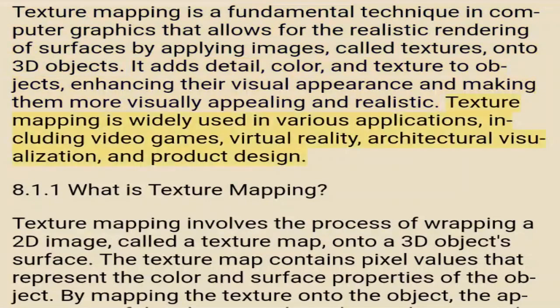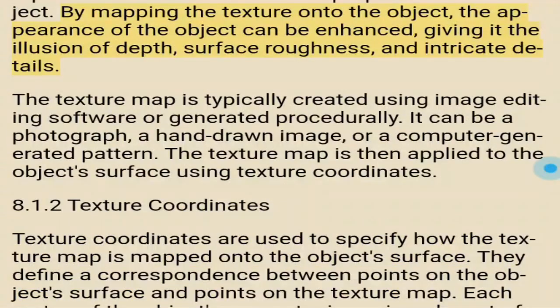Texture mapping is widely used in various applications, including video games, virtual reality, architectural visualization, and product design. 8.1.1 What is texture mapping? Texture mapping involves the process of wrapping a 2D image, called a texture map, onto a 3D object's surface. The texture map contains pixel values that represent the color and surface properties of the object. By mapping the texture onto the object, the appearance of the object can be enhanced, giving it the illusion of depth, surface roughness, and intricate details.